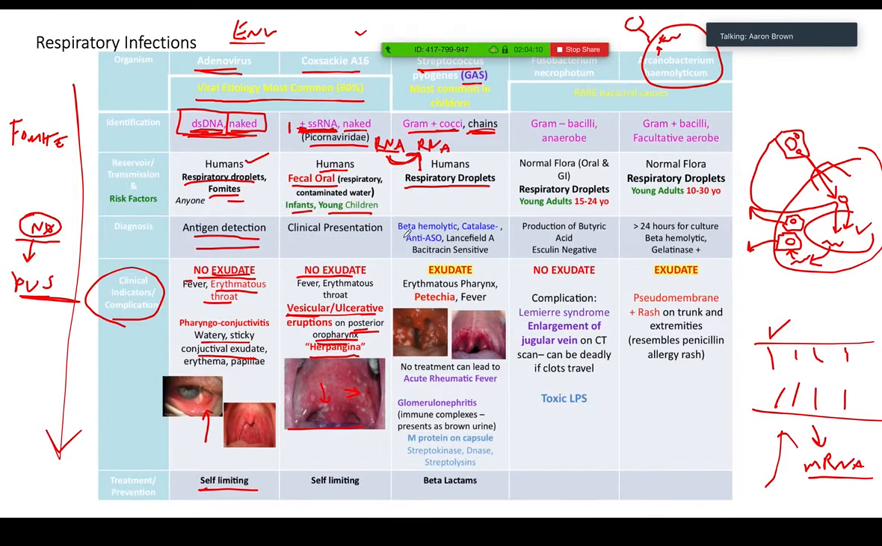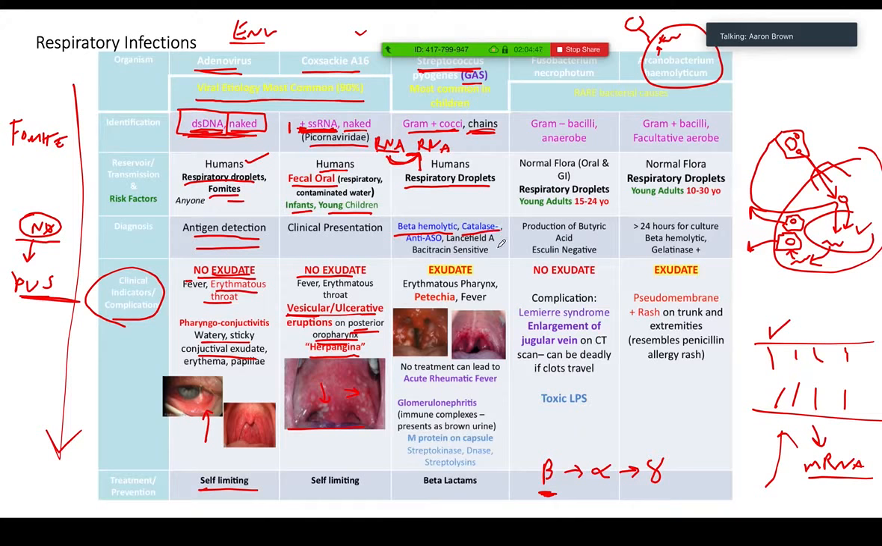How do we diagnose it? It is beta hemolytic, meaning when we grow this particular bacteria in an agar plate with blood in it, it causes a lot of hemolysis. Okay, the grades of hemolysis go from beta hemolytic, which is the most hemolysis, alpha hemolytic is a little bit of hemolysis, and then gamma hemolytic is very little hemolysis. So when you have a lot of hemolysis, we call that beta hemolytic, and that is an easy way to diagnose these particular organisms.